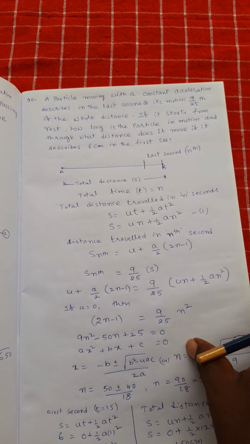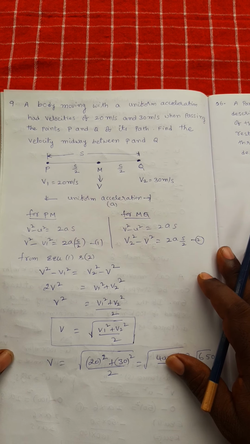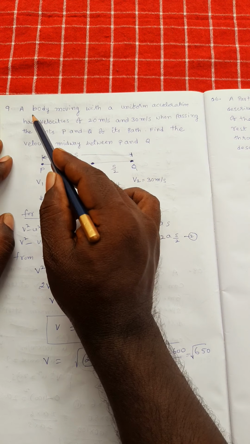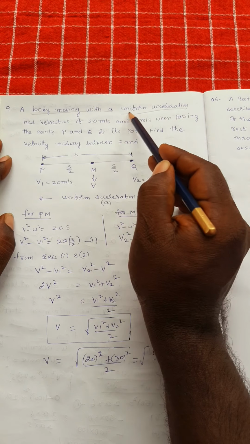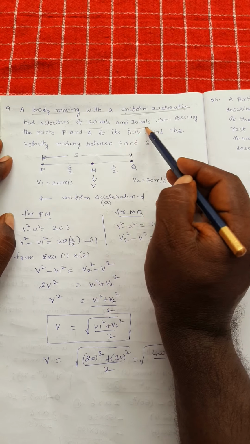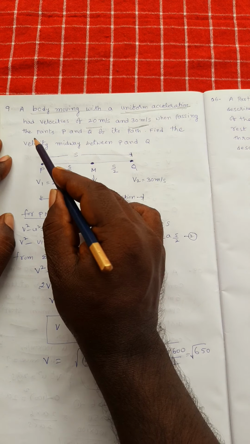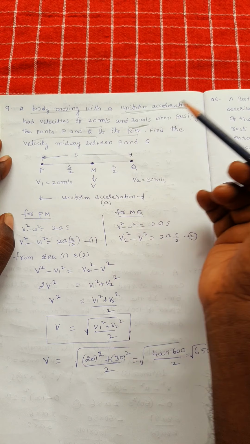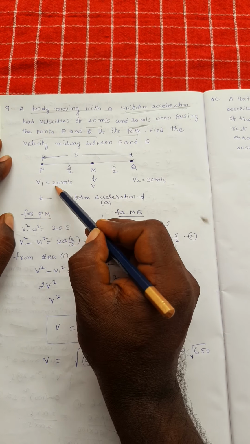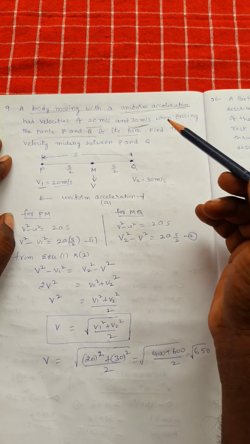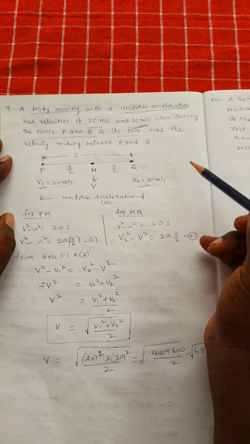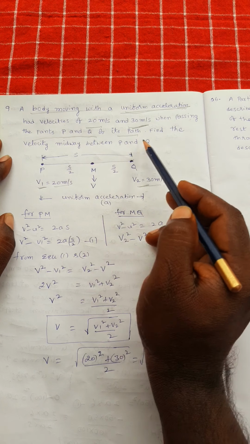Now I will take another question of the same worksheet, question number 9. A body moving with a uniform acceleration had velocities of 20 meter per second and 30 meter per second when passing the points P and Q of its path. So I will take the points P and Q. At point P, velocity is 20 meter per second, V1. At point Q, velocity is given as 30 meter per second, V2. Find the velocity midway between P and Q.